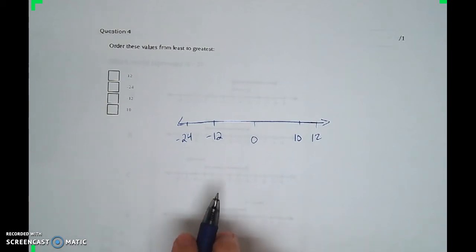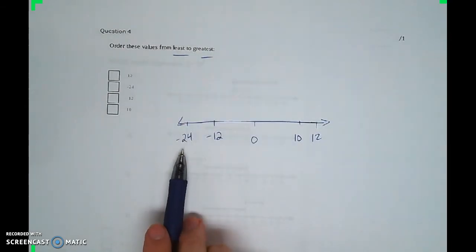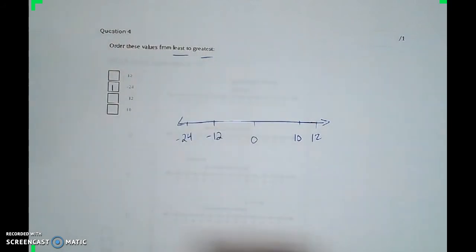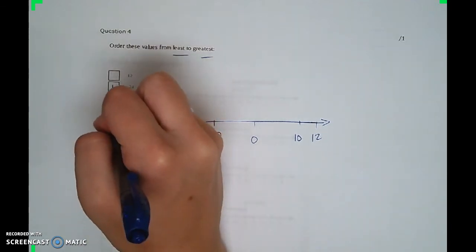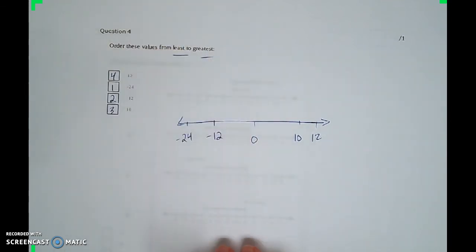So if we want to put these in order from least to greatest, the least number here is going to be negative 24. So that will be number 1. Then number 2 is negative 12. Then we have 10 as our third number, and then our 4th number will be 12, our greatest number.